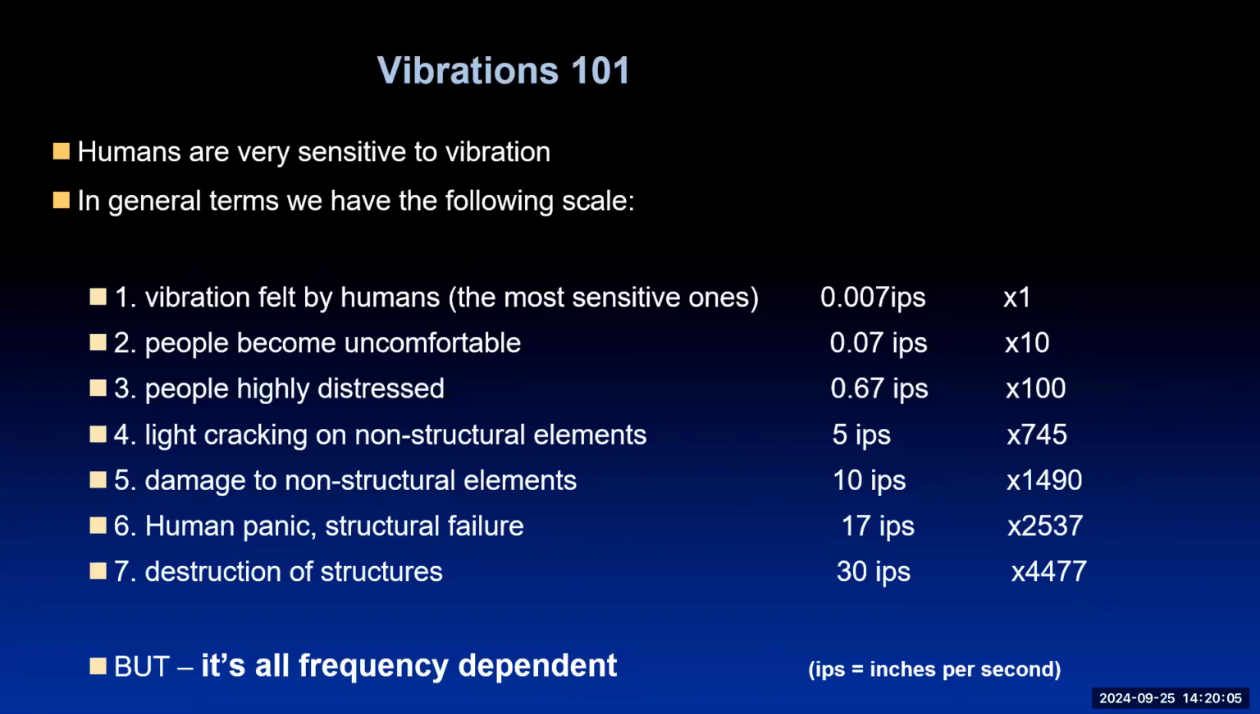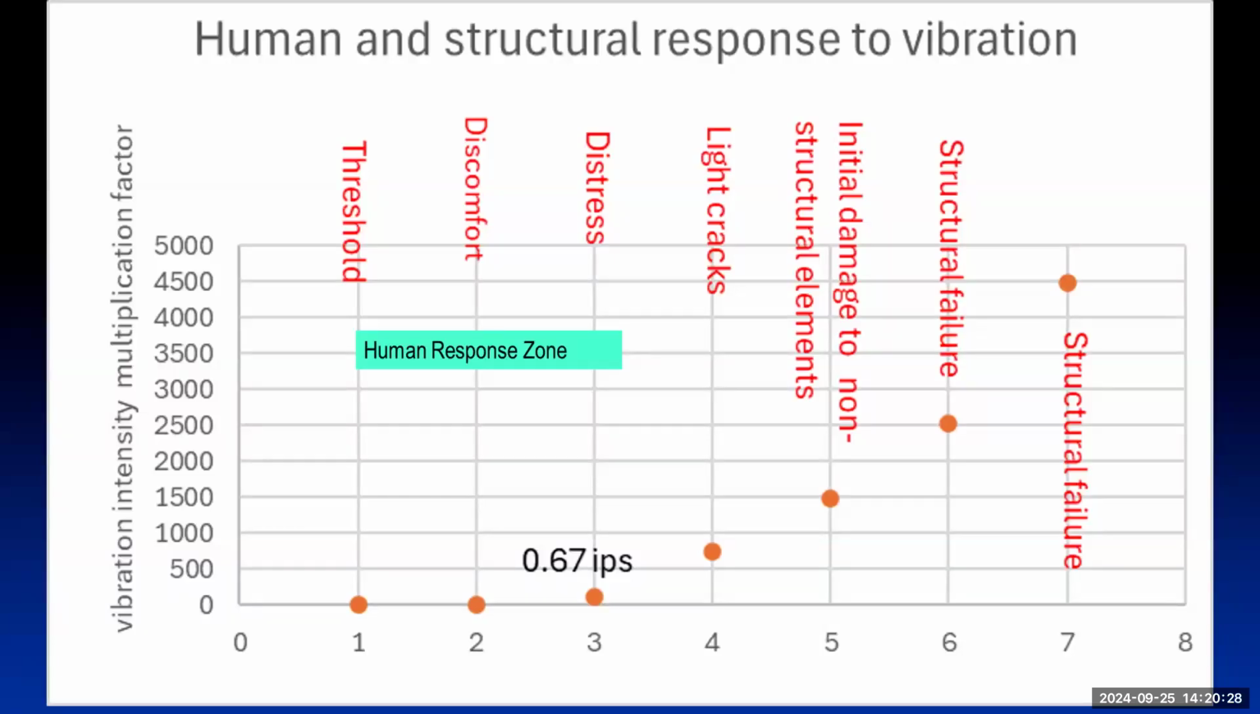But there's a corollary to this. It's frequency dependent. So in other words, this vibration of inches per second at 1 cycle per second or 100 cycles per second actually has a different effect on the structure. Putting that into a graph, what we have here is one which says here's human response, that's the threshold, discomfort, distress, light cracks, the initiation of damage to non-structural elements, structural failure, and then complete structural collapse included in there.